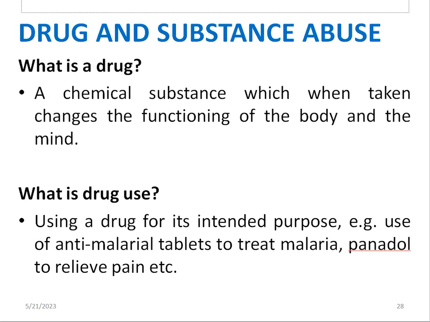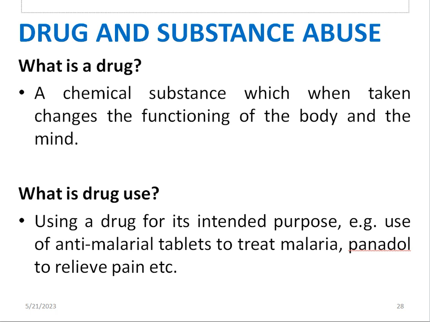Okay, so now the other item that we can look at to do with psychiatric emergencies, or the last condition that we can look at, is drug and substance abuse. For the purpose of this discussion, we are describing a drug as a chemical substance which, when taken, changes the functioning of the body and the mind. And drug use, we are looking at it as using a drug for its intended purpose.